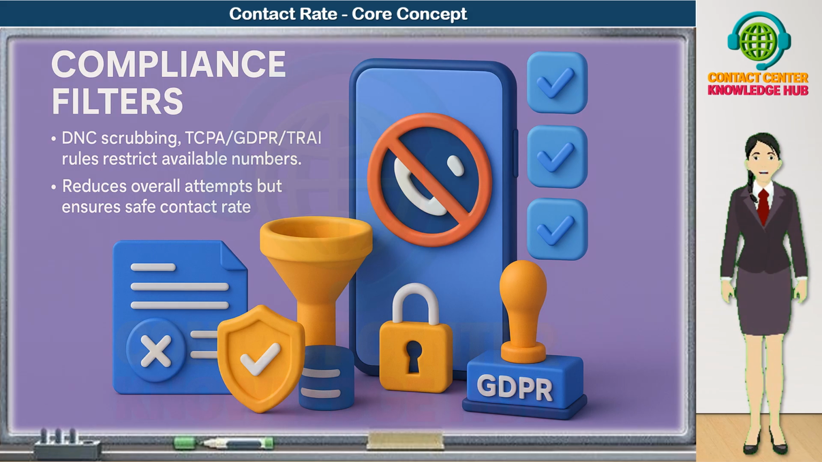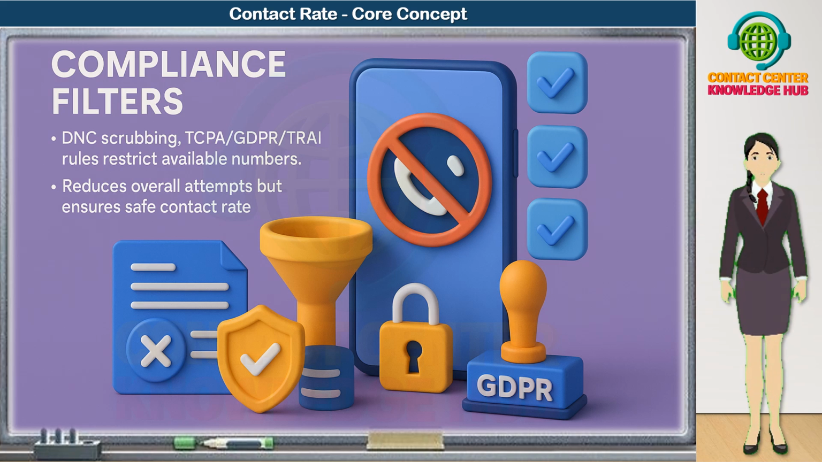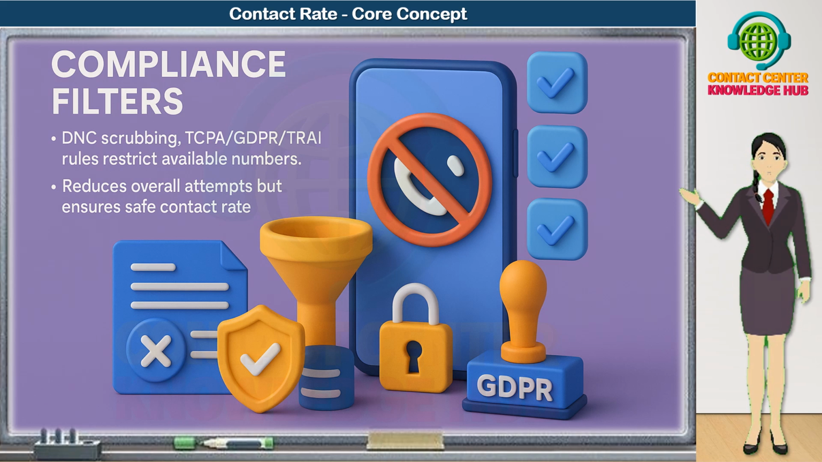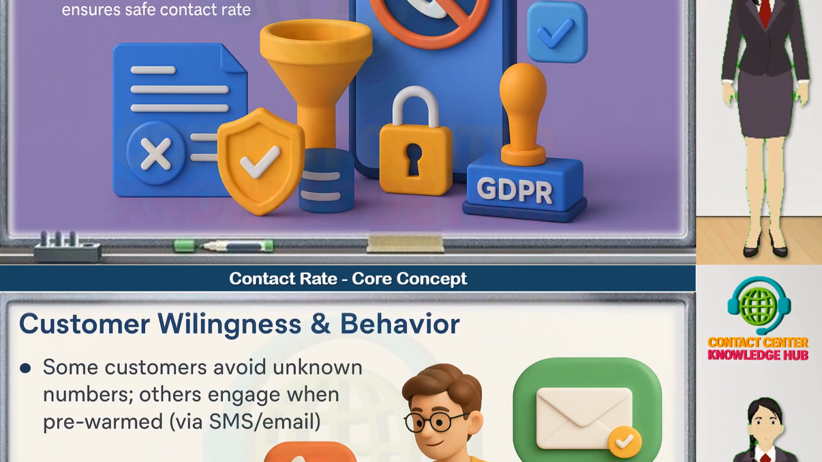While this may reduce the total number of available contacts, it ensures that every call you make is legally compliant, ethically sound, and brand safe. In other words, compliance filters total call attempts. But they deliver a safer, cleaner, and more trustworthy contact rate, one that reflects responsible and sustainable outreach practices.